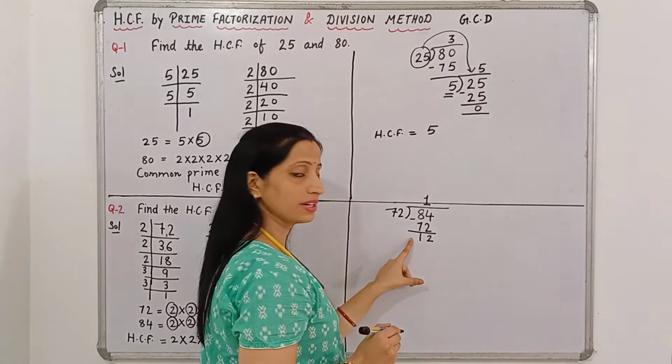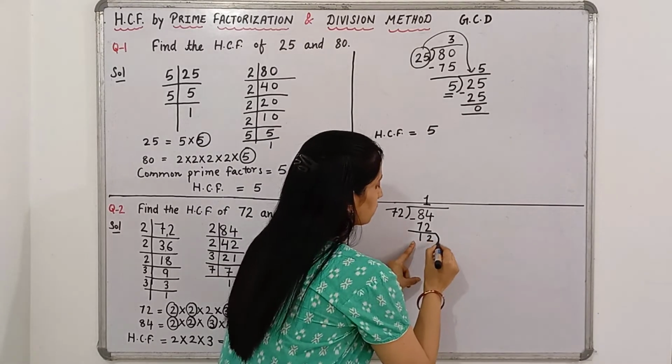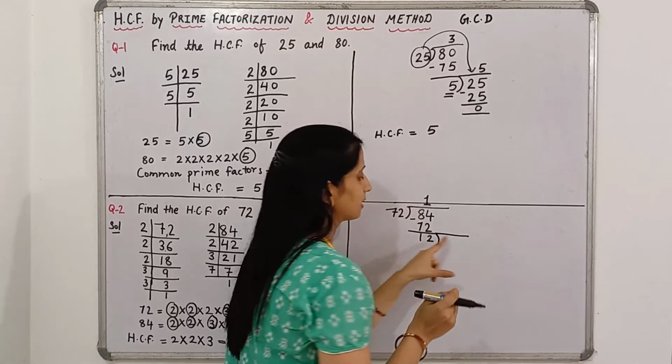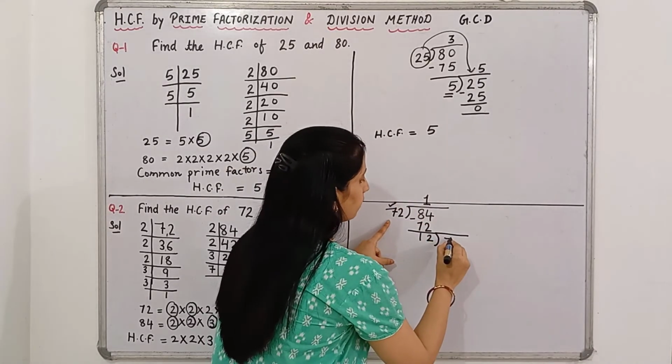Now what was our next step? Now this remainder will become our new divisor. We will put the symbol like this here. And we will extend this line. And this old divisor will become our new dividend.